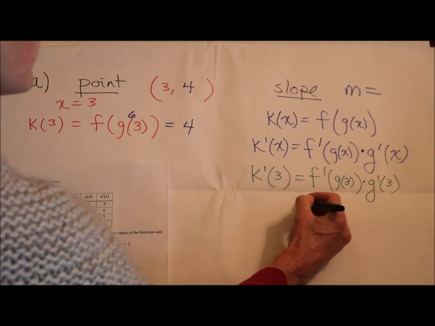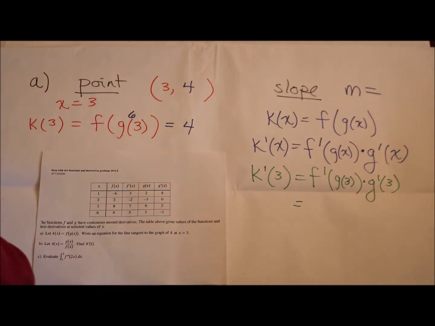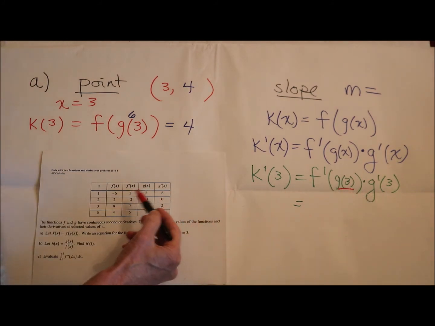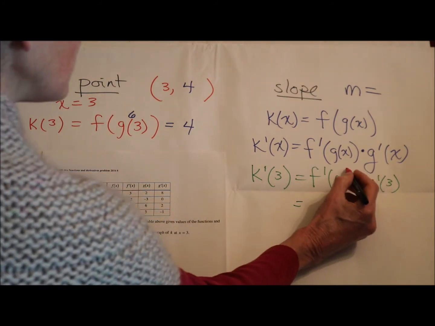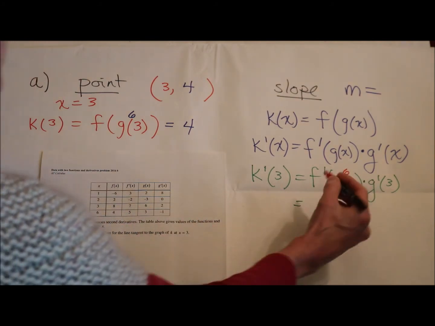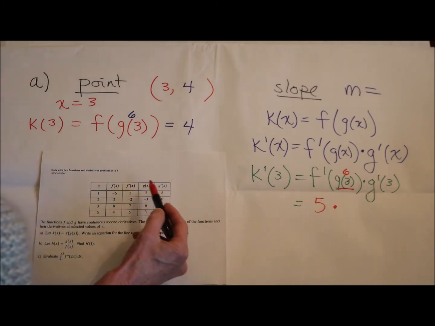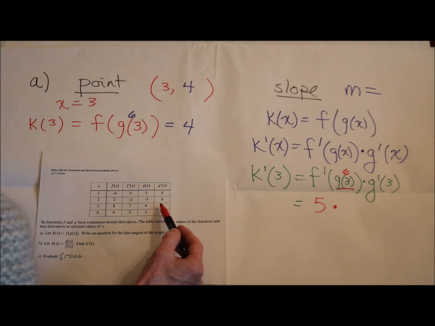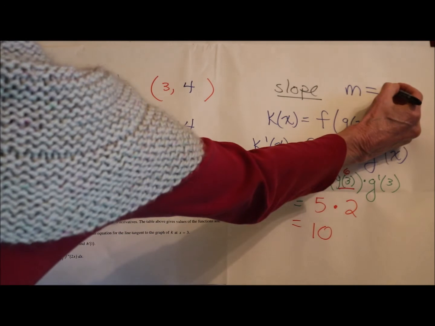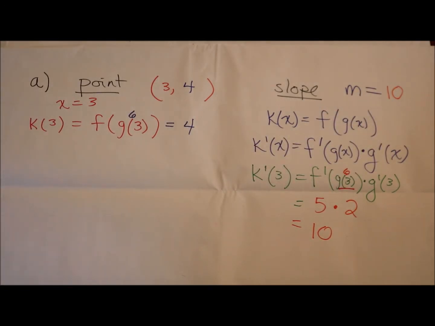All right, so here I go. Again, I'm using this chart. So g of 3 here, look at my chart, is 6. f prime of 6 is 5, times g prime of 3, I'm just looking on my little table, is 2. So my slope is 10. So I'm ready to roll.